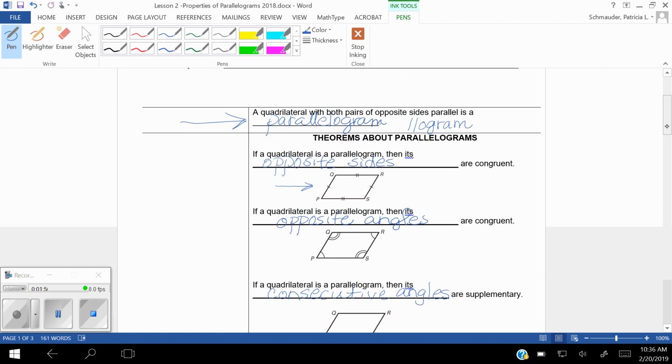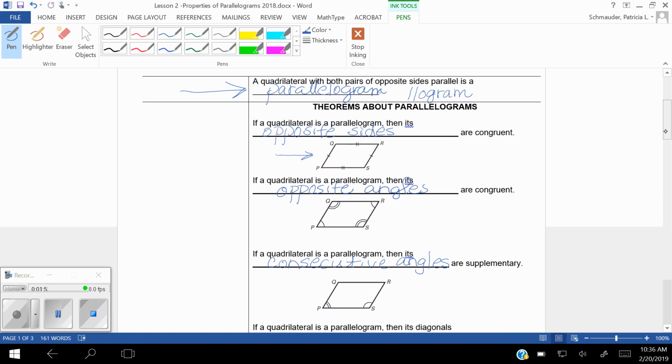Now, let me just say this. These theorems don't have a name. So let's say I were going to use this first one here in a proof. If that were one of my reasons, what I would do is I would say theorem colon, opposite sides of a parallelogram are congruent. So you can abbreviate it like that in your proof. You don't have to write it as an if-then statement.